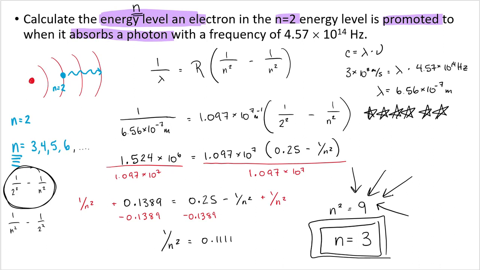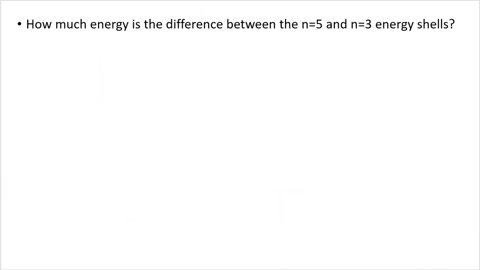So this is how you solve the Rydberg equation for an energy level. And then I gave you an added twist if I gave you a frequency instead of a wavelength. So there's one variation of a Rydberg equation. Another variation: how much energy is the difference between n equals 5 and n equals 3?